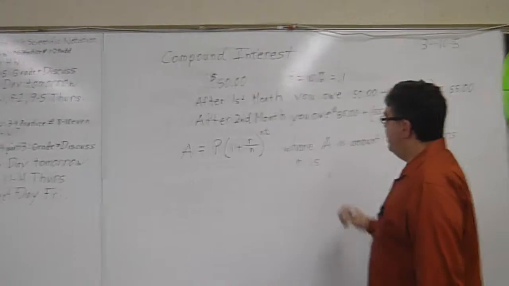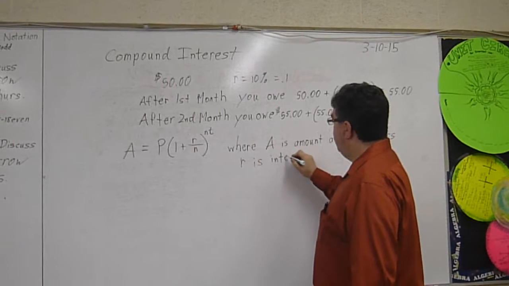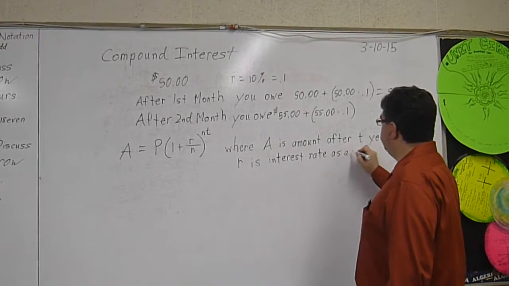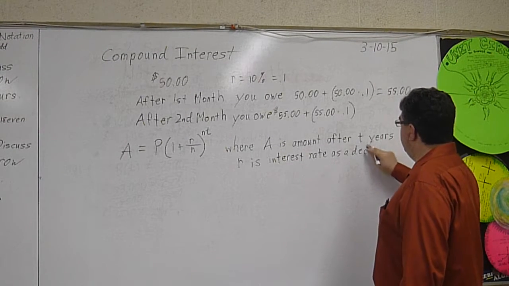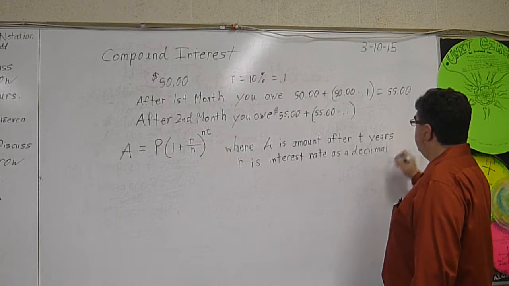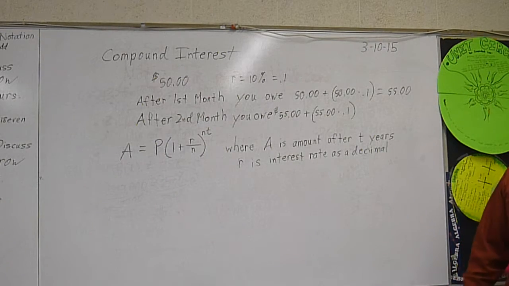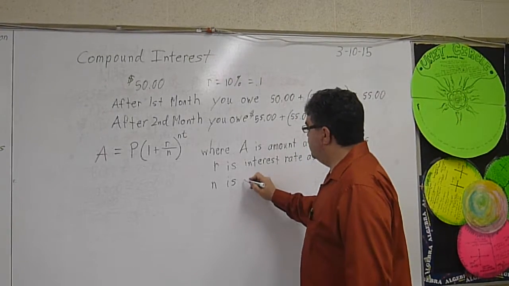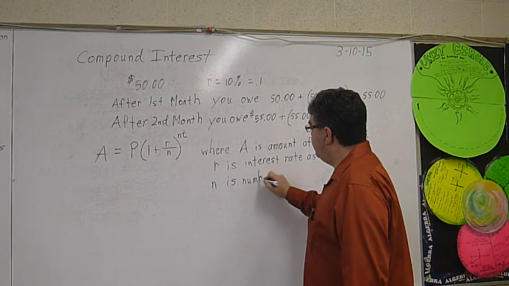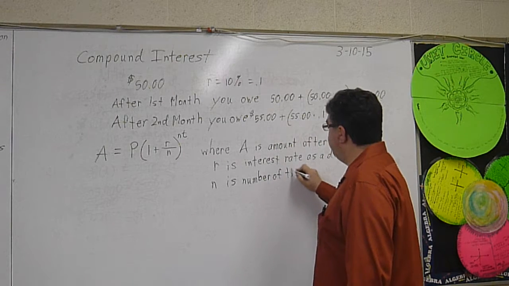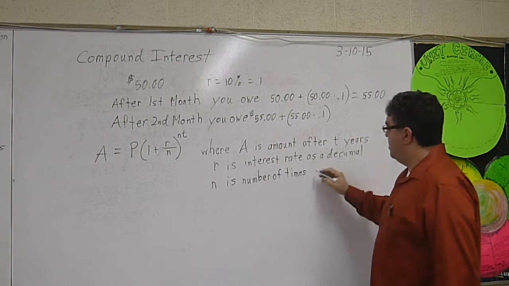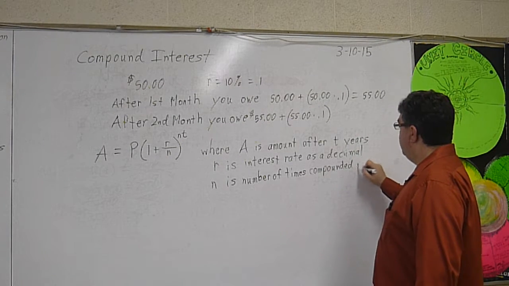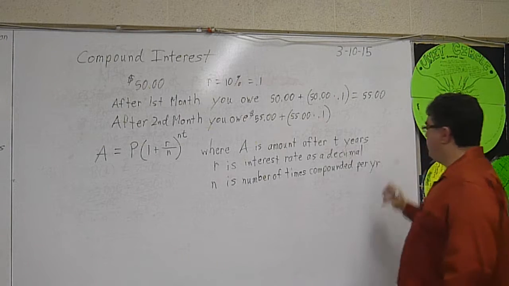R is interest rate as a decimal. They will almost certainly give it to you as a percentage first, and you'll have to put it as a decimal. And N is number of times compounded per year.